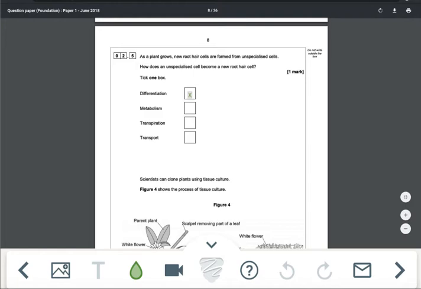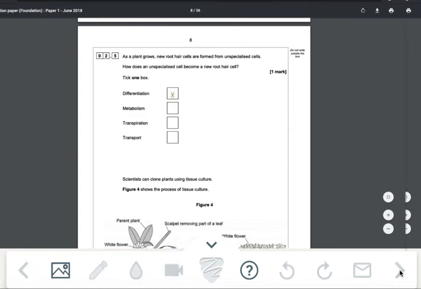If that wasn't clear to you, let's do the process of elimination. So we have metabolism. Metabolism is the chemical reactions that take place in cells to provide energy for vital processes. That is not what we're talking about here. Transpiration, you should know, is the evaporation of water at the surfaces of the spongy mesophyll cells in the leaves. And transport, I'm very sure everyone knows what that is all about, but in biology it's a molecule or ion moving across the cell membrane or just moving in the bloodstream. So definitely not what we're talking about here. So that should leave you with differentiation.